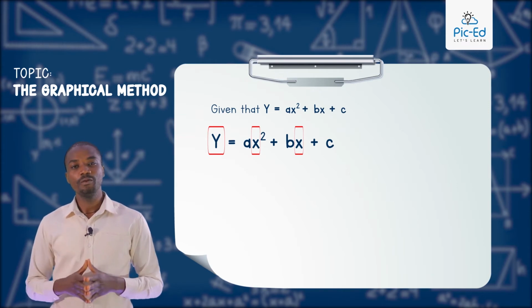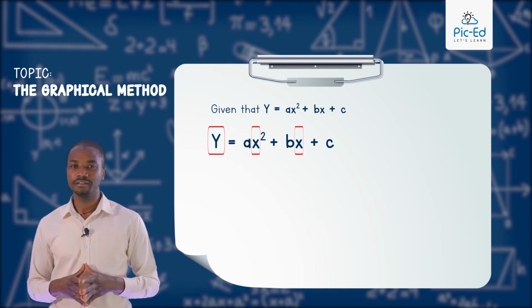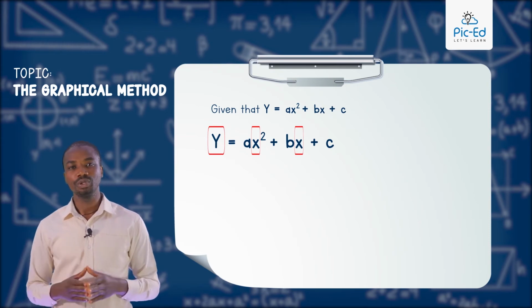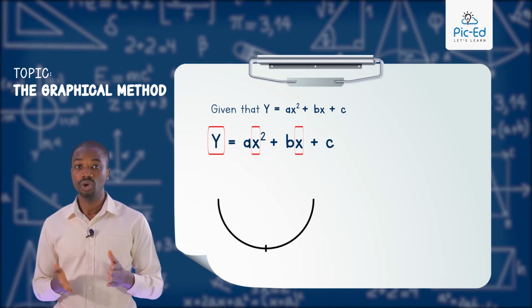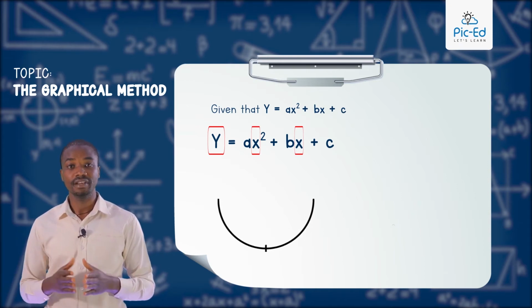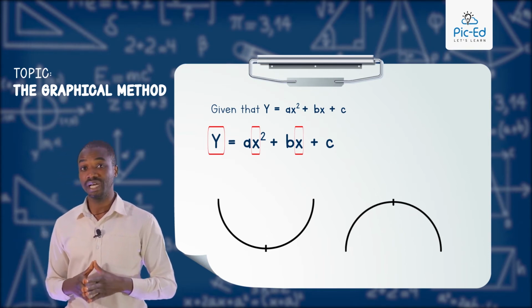When we are plotting any quadratic function, we should expect the following. Number one, we should expect either to get a curve that is U-shaped, or we can get a curve that is N-shaped, as far as our level here is concerned.